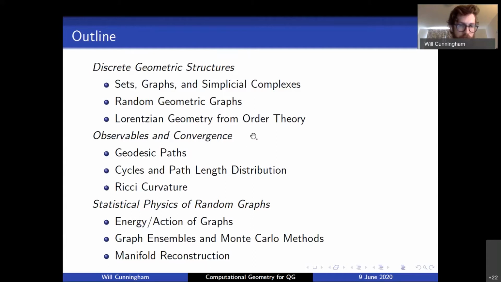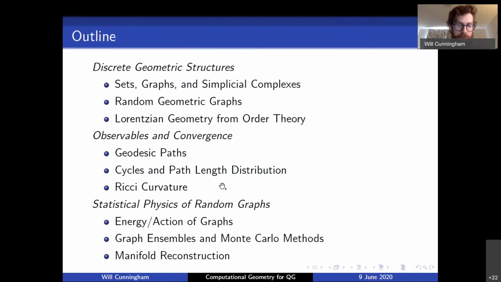In the second part, I'll go over some observables, how they converge, for instance, what geodesic paths look like, what cycles look like in the graph, what the path length distribution looks like, and why that's important, as well as, of course, the Ricci curvature, which is perhaps the most important observable.